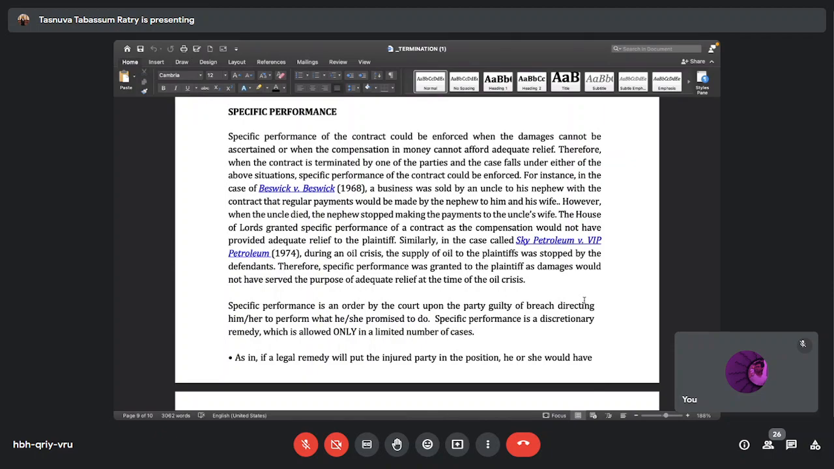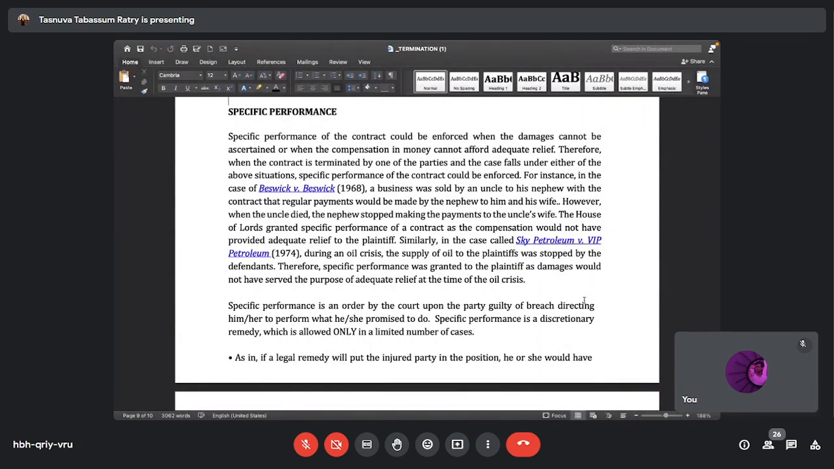adequate remedy here. Also, in the case of Sky Petroleum versus VIP Petroleum, 1974, during an oil crisis in England, the supply of oil to the plaintiffs was being stopped by the defendants. As a result, specific performance was given as an order because of the breach of contract, as damages were not an adequate relief at that time. So the defendant was ordered to supply the oil to the plaintiffs. That was the order of specific performance.